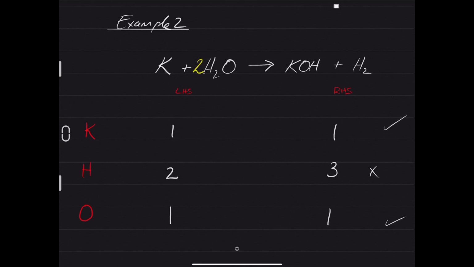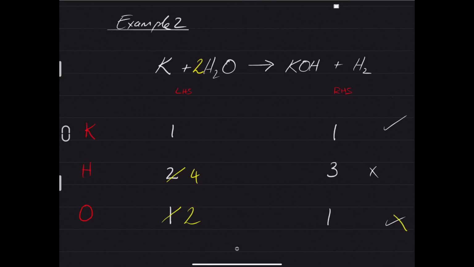Okay, now, if we had put a 2 here, we have now 4 hydrogens on the left-hand side, and we still have 3 hydrogens on the right-hand side. Does this change anything else? Yes, it changes the oxygen. So we now have 2 oxygens on the left-hand side. So now this is no longer balanced.